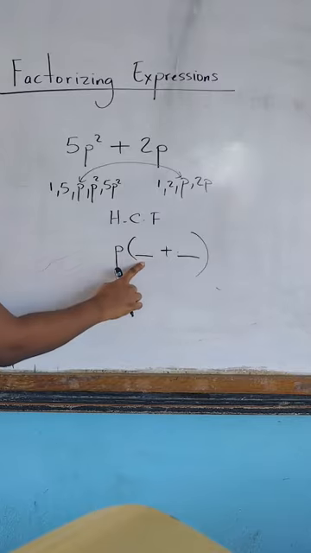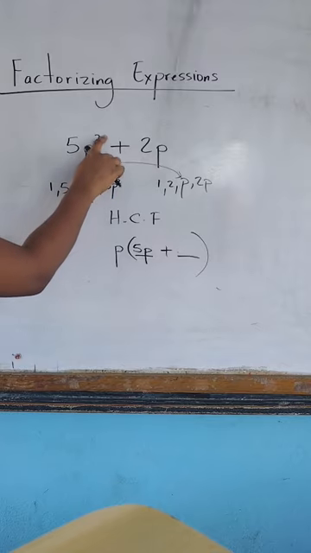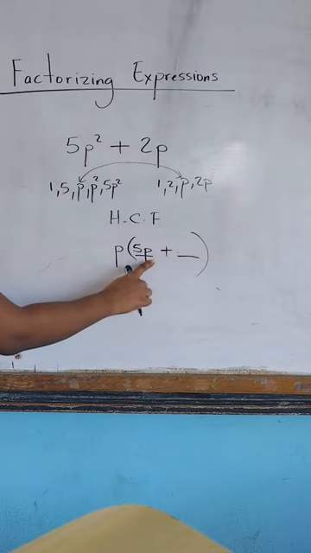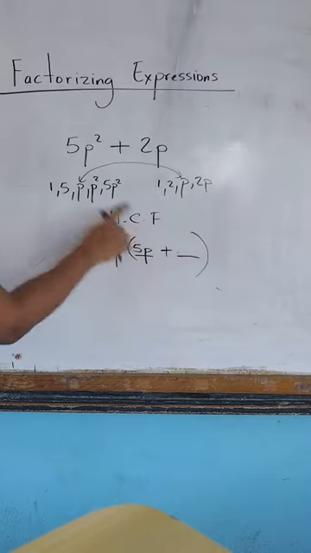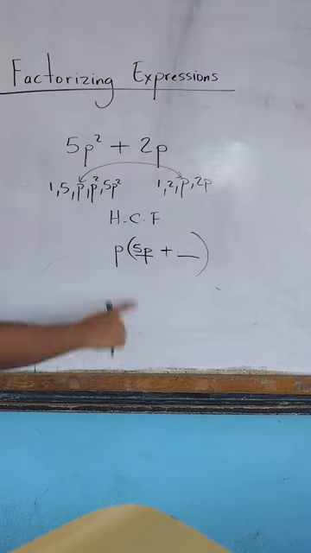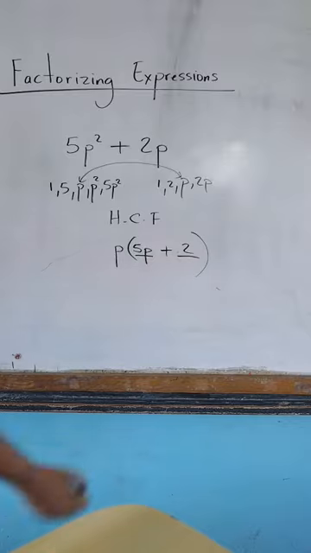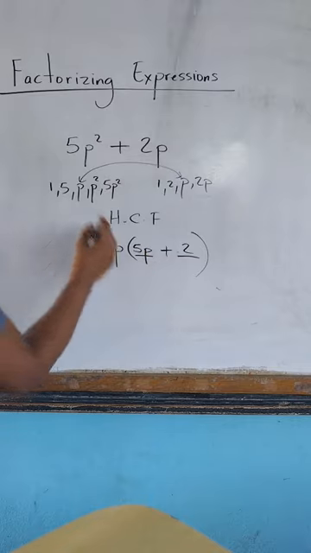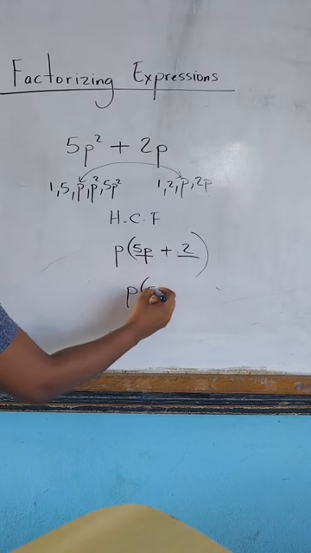p will multiply 5p, because notice here, this is p squared. So I must put 5p, because p multiplies 5p to give us 5p squared. What does p multiply to give us 2p? p will multiply 2. So the factorized version of 5p squared plus 2p would have been p, open bracket, 5p plus 2.